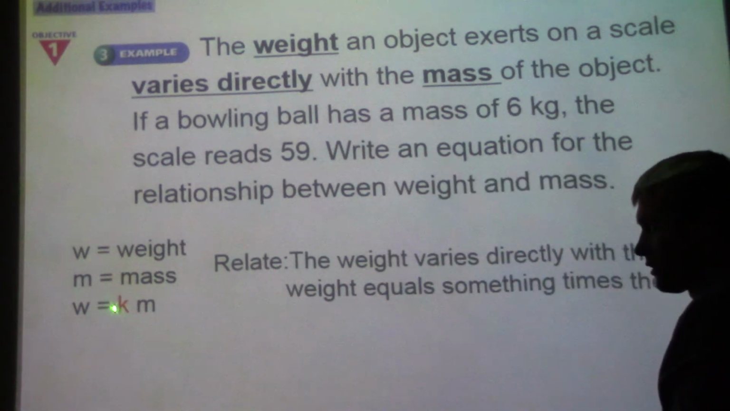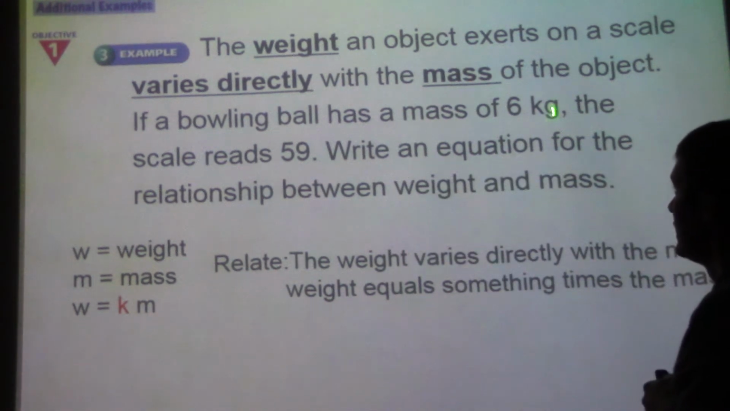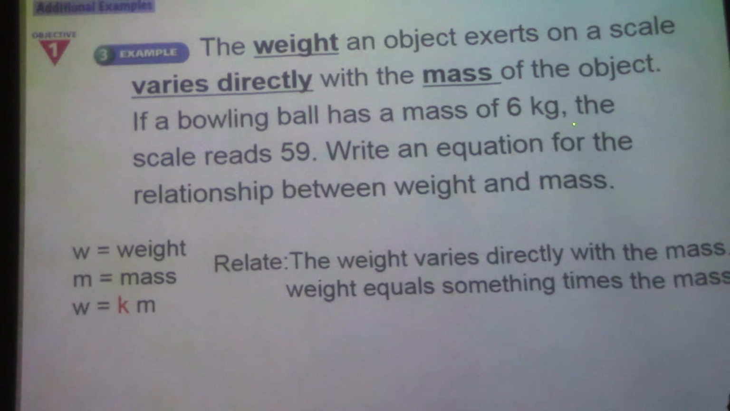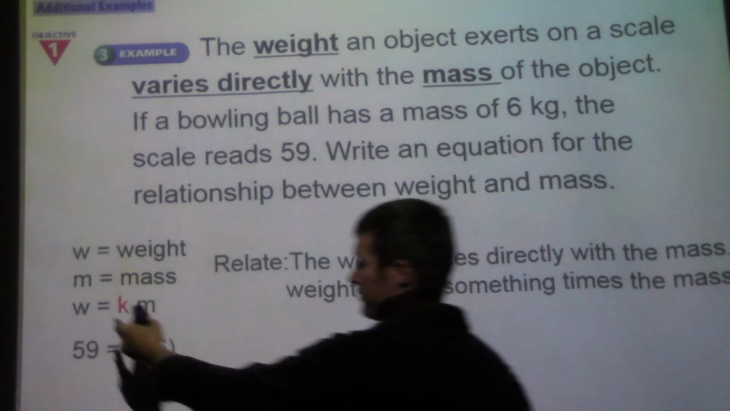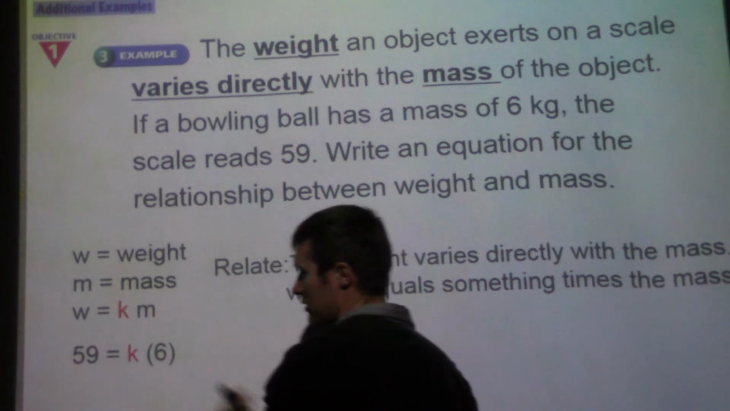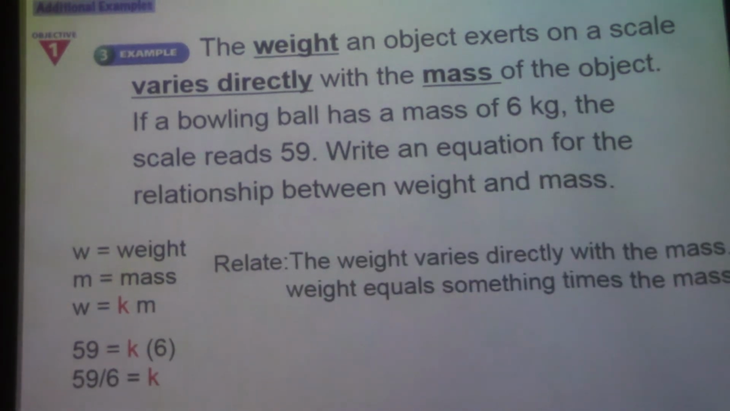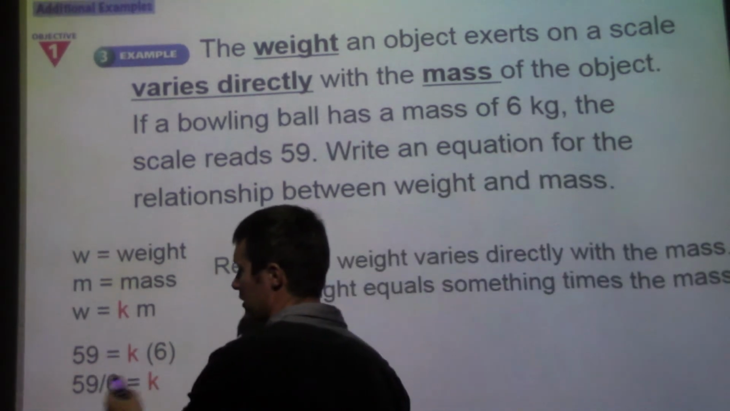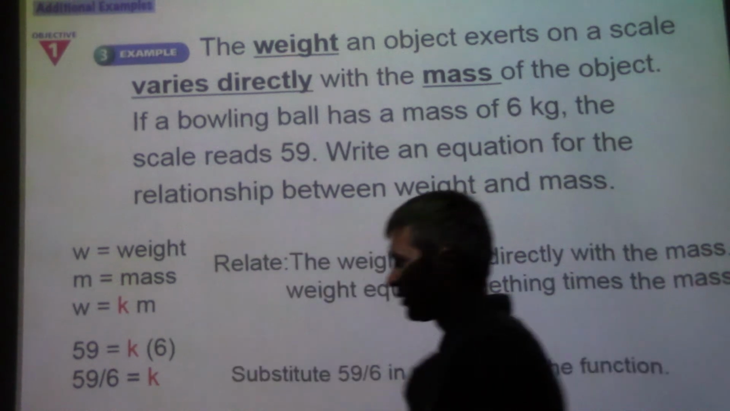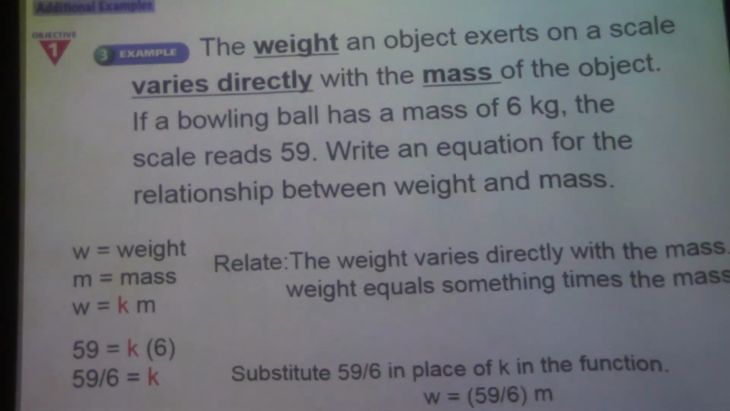Now, we want to solve for k. We need to know what k is. It says the object has a mass of 6 kilograms and the scale reads a weight of 59. So we plug it in: weight of 59, mass of 6, divide by 6, and we have 59 over 6 equals k. Again, we plug this into our equation for k. So our weight is equal to 59/6 times the mass.